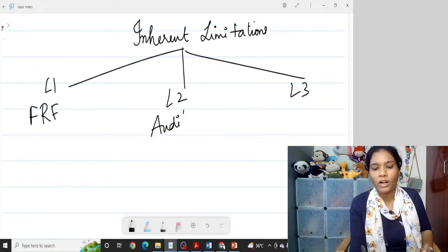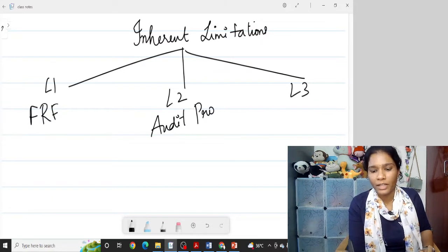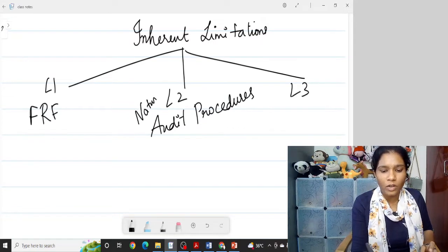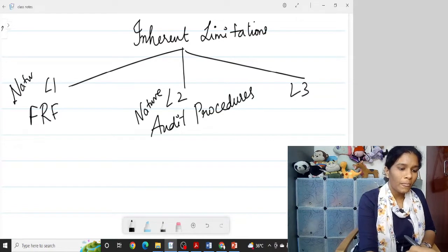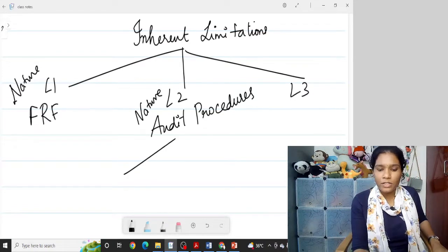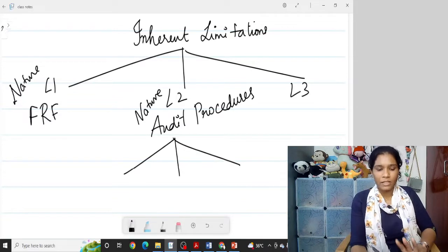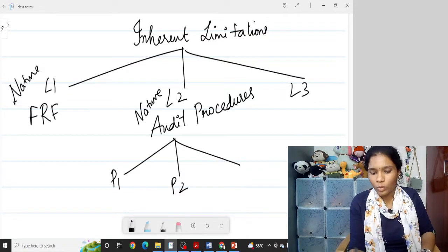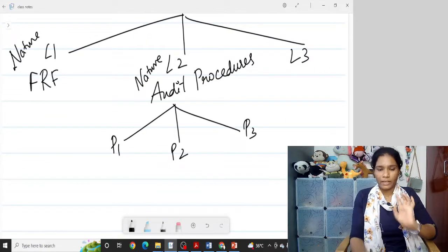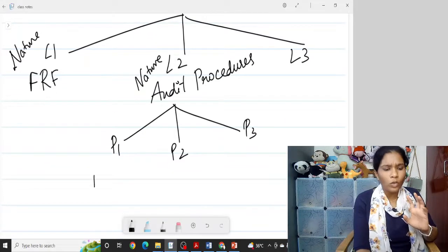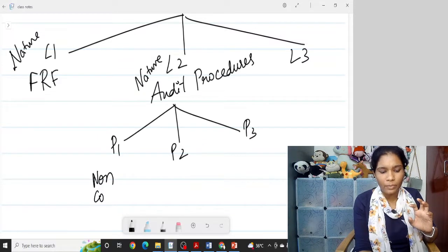I really have to do audit procedure in order to form an opinion, right? So this is L2, nature of audit procedure. L1 is nature of FRF. In the audit procedure, what are the three problems that I face? Problem 1, problem 2 and problem 3. Problem 1, நான் என்ன ஃபேஸ் பண்றேன் அப்படினா இந்த audit proceduresல non cooperation, they are not cooperating properly with me. This is non-cooperation.